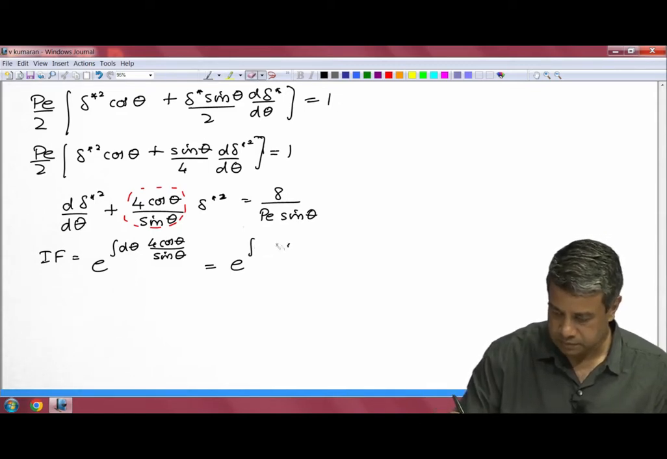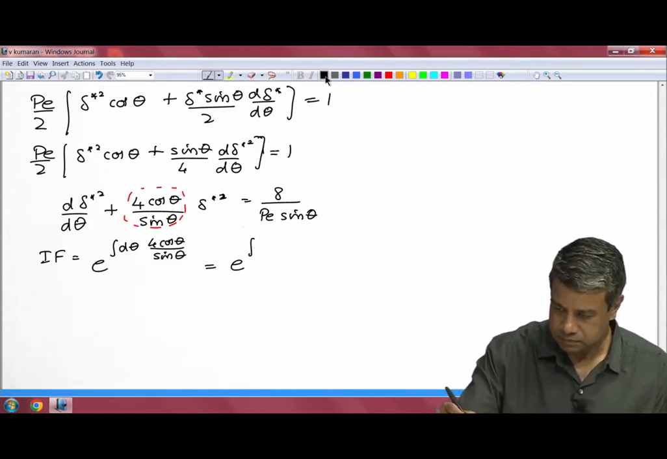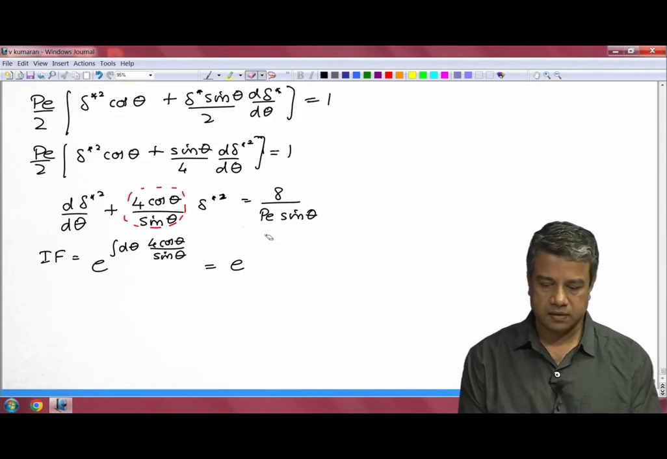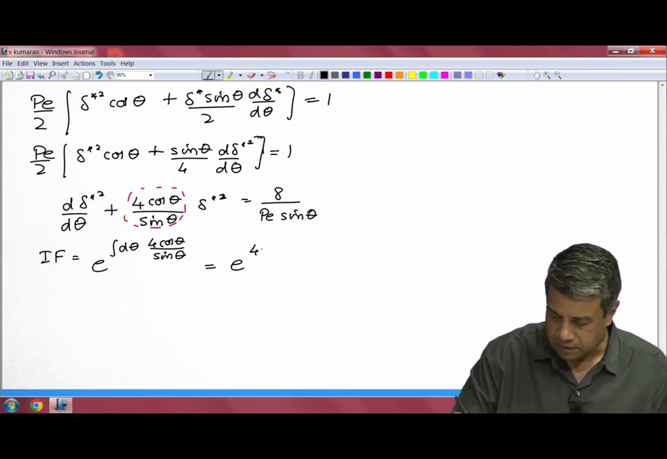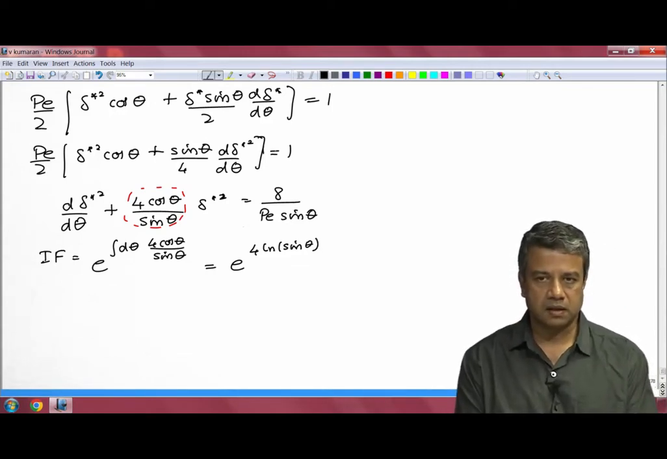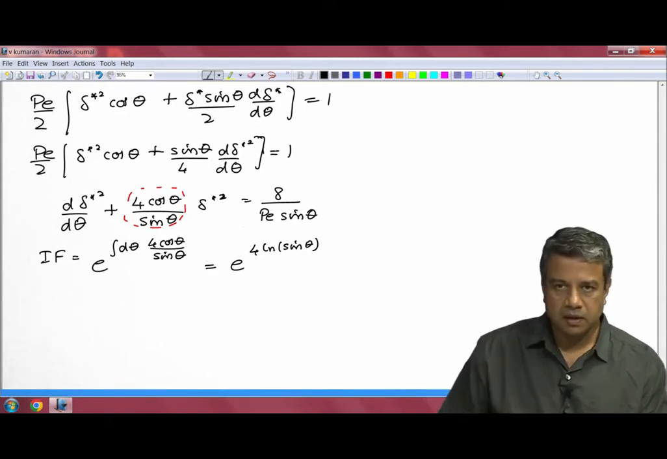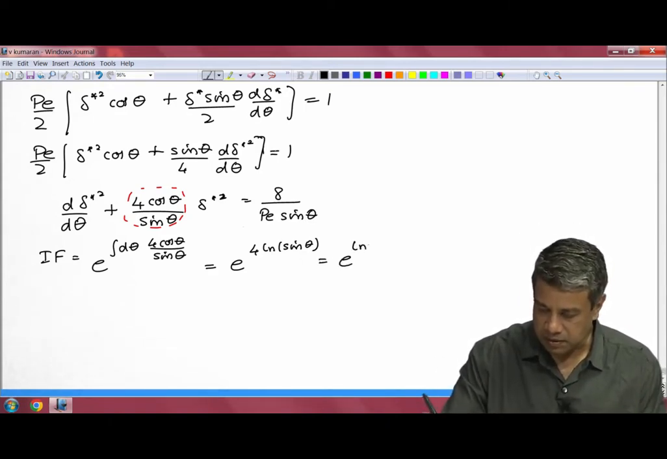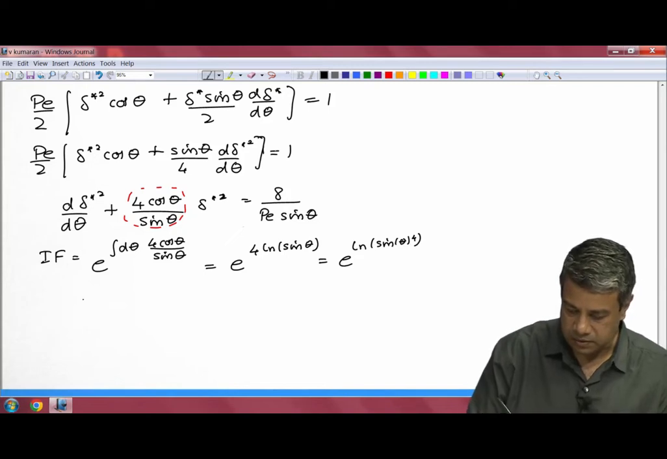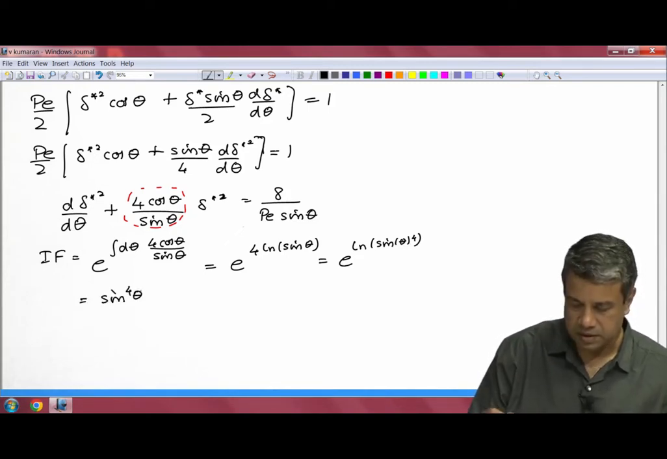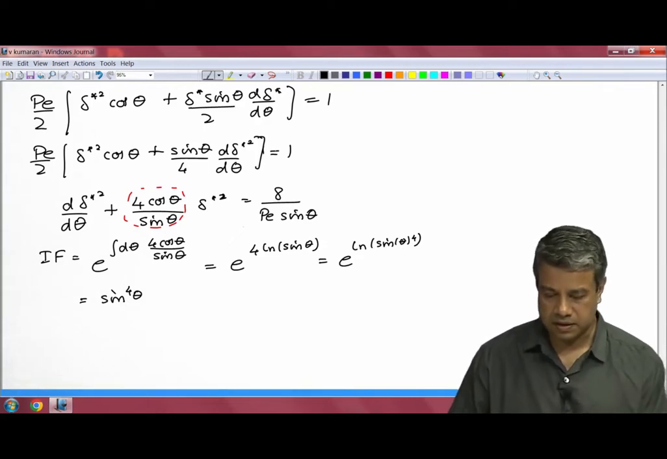I'm sorry, if I integrate this, I will get, since the derivative of sin theta is cos theta, e power 4 natural logarithm of sin theta. Okay. You can take the 4 out, and the integral of cos theta by sin theta. If sin theta is u, then cos theta d theta is du. So, you get du by u. The integral of that is log of u, which is the same as e power ln of sin of theta whole to the 4th power, which is equal to sin power 4 theta.